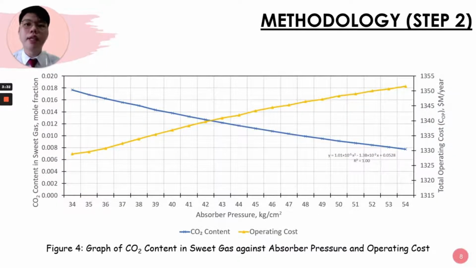From Figure 4, it can be seen that the concentration of carbon dioxide decreases when the pressure increases. A similar trend for operating cost was obtained in varying absorber pressure as mentioned in Figure 3.